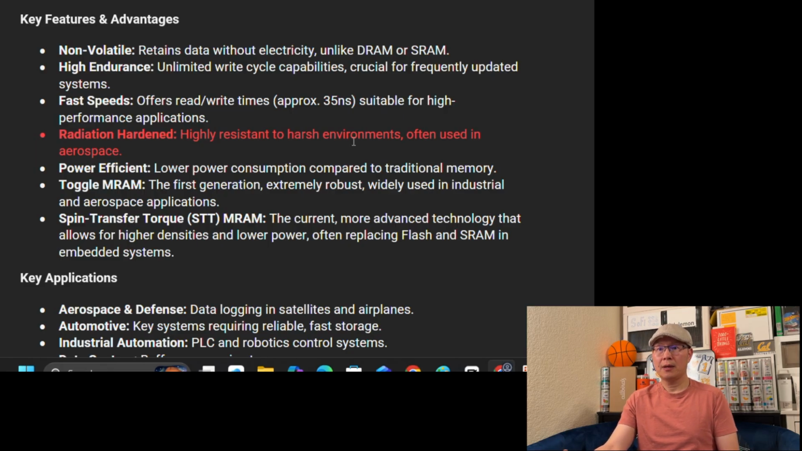Power efficiency. Lower power consumption compared to traditional memory. Toggle MRAM, the first generation, extremely robust. The first generation was already extremely robust. Widely used in industrial and aerospace applications. I bet you a lot of satellites probably are using this already. Wow, we have so many thousands and thousands, tens of thousands of satellites lining up to be put in orbit for the next few years.